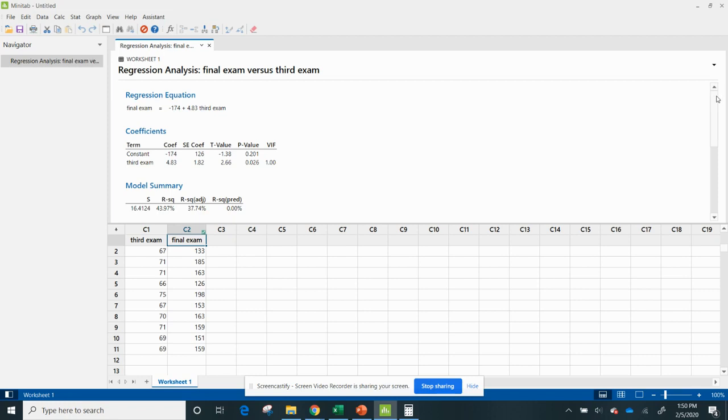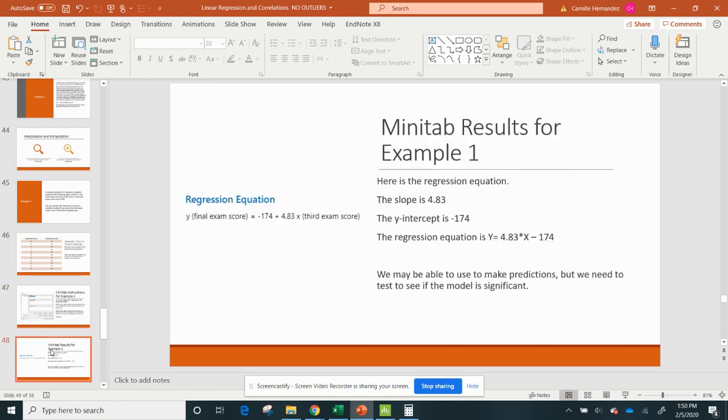I'm going to go back to the PowerPoint because I talk about all this information there. The first thing in my Minitab results is my regression equation: Y, which is the final exam score, equals negative 174 plus 4.83x, where x represents the third exam score. The slope is 4.83. The y-intercept is negative 174. So my regression equation is y equals 4.83 times x minus 174. I want to make sure I can make predictions using this equation, so I need to keep doing the following steps.